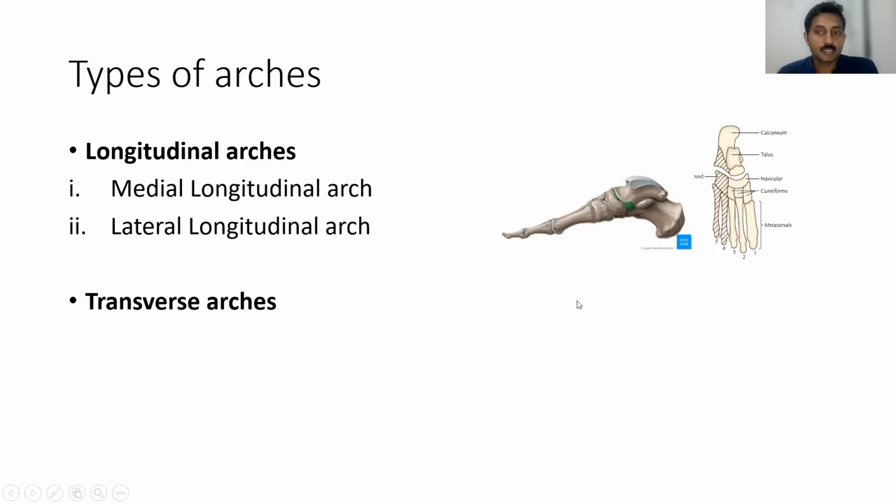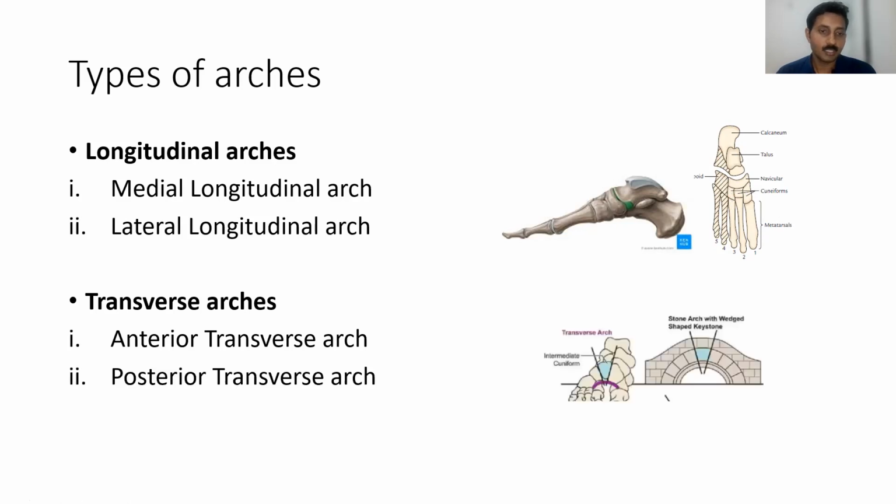Okay. So we have seen the longitudinal arches of the foot. Again, we are going to see the transverse arch. So where is the transverse arch? Now, if you view the foot from the front aspect, you can see a small transverse arch here. So this arch is called the transverse arch. When we view it from the side, that is the longitudinal arch. If you view the foot from the front, that is called a transverse arch. The transverse arch is again divided into an anterior transverse arch and a posterior transverse arch.